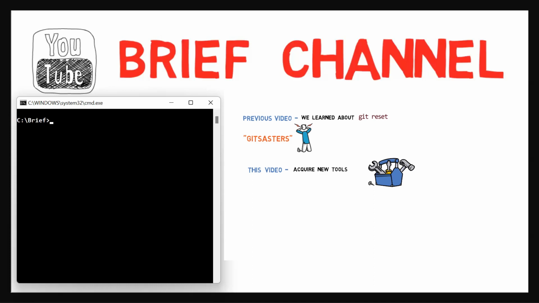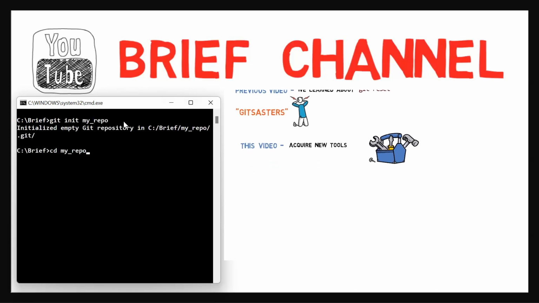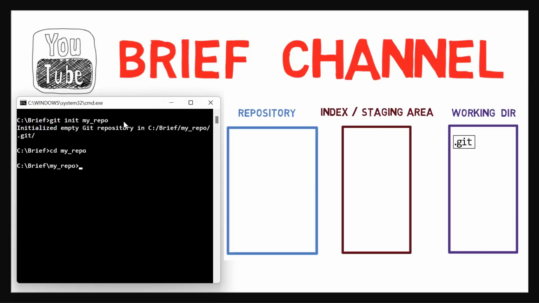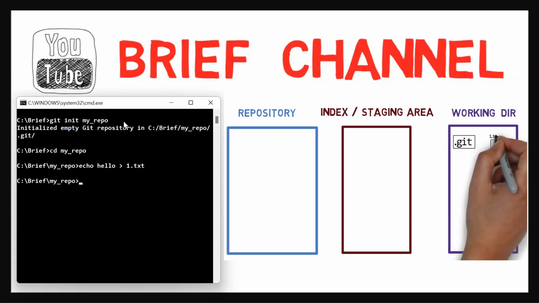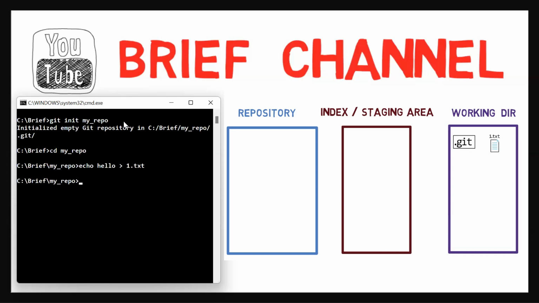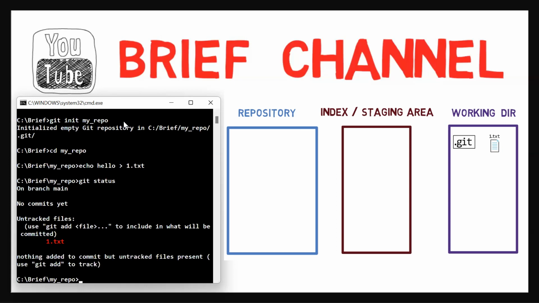So to get started, let us create a small repository to play with. Okay, and let's create a file, 1.txt with the content of hello. So where is it now? It's in the working directory, yet it is untracked, as Git never included this file in its index. So if I use git status now, I can see that it's untracked.